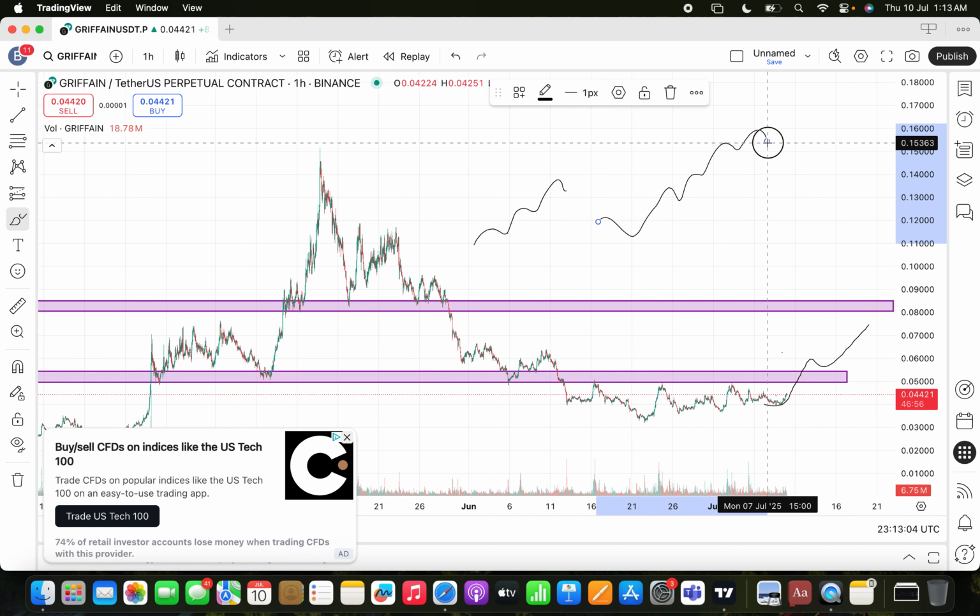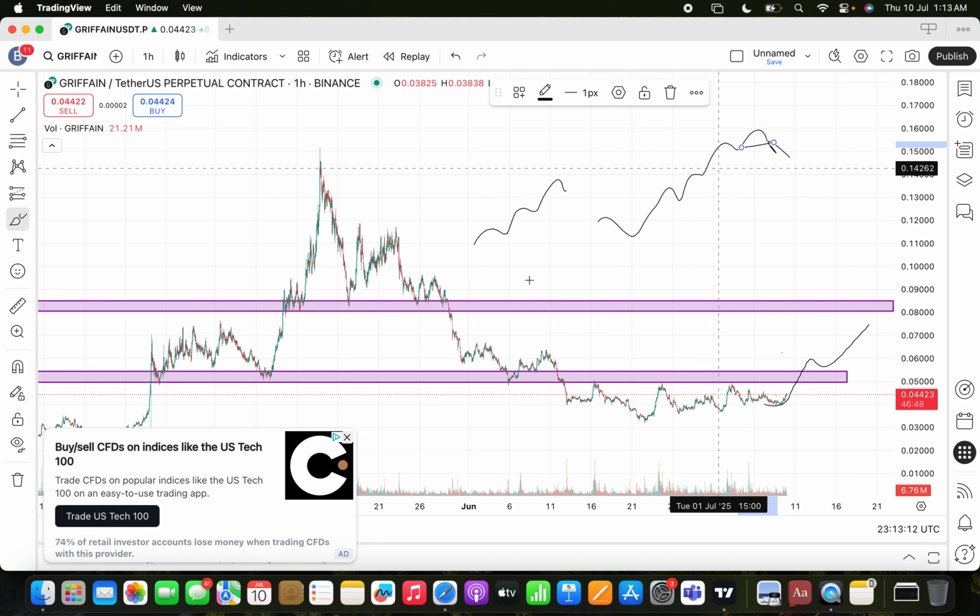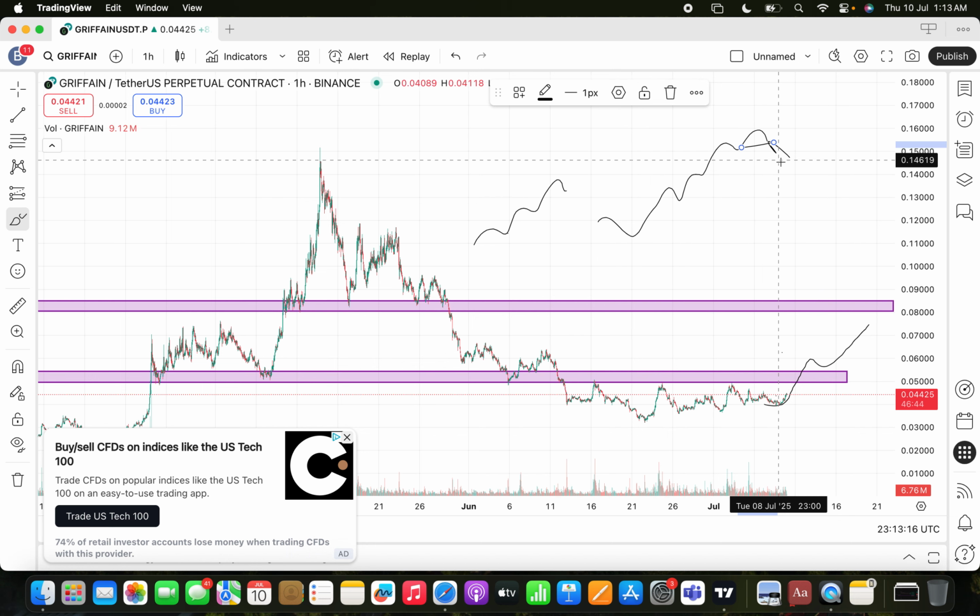But then when the market breaks that trend, that's when we talk about a change of character. The market isn't in an uptrend anymore. Now it could be in a downtrend, or it could be consolidating here for its next move, but the uptrend structure has been broken.